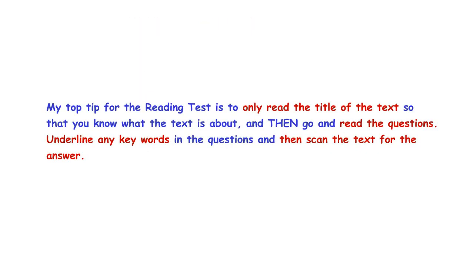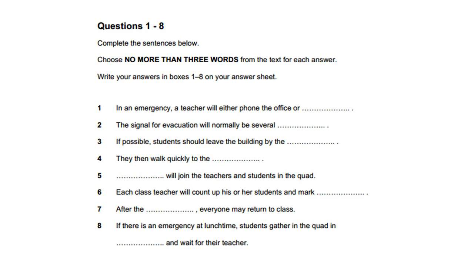My top tip for the reading test is to only read the title of the text so that you know what the text is about, and then go and read the questions. Underline any keywords in the questions and then scan the text for the answer. So go back to the question paper and read the title of the first text. It's called Emergency Procedures, Procedure for Evacuation. Now go to the end of the text and look at questions 1 to 8.